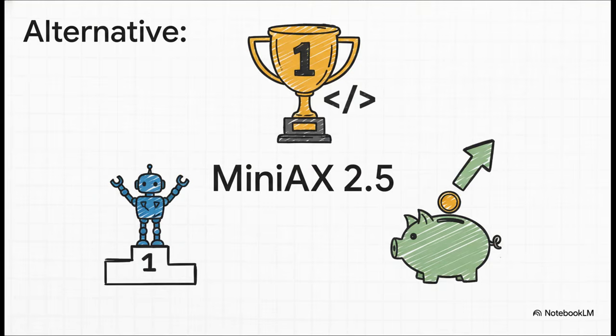But there are some models out there that get incredibly close for just a tiny fraction of the price. A really highly recommended one for coding tasks is a model called Mini-X 2.5. In some programming benchmarks, it actually scores #1, performing almost as well as the industry giants.